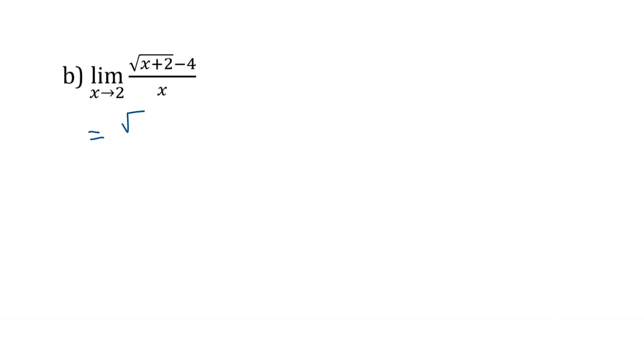So I'm going to directly substitute 2 plus the square root of 2 plus 2, minus 4, over 2, which equals the square root of 4, which is 2, so 2 minus 4 is negative 2 over 2, which is negative 1. So again, direct substitution worked out just fine. Okay, and as long as direct substitution works out just fine, I'm done. I've found the limit of this function as x approaches 2.